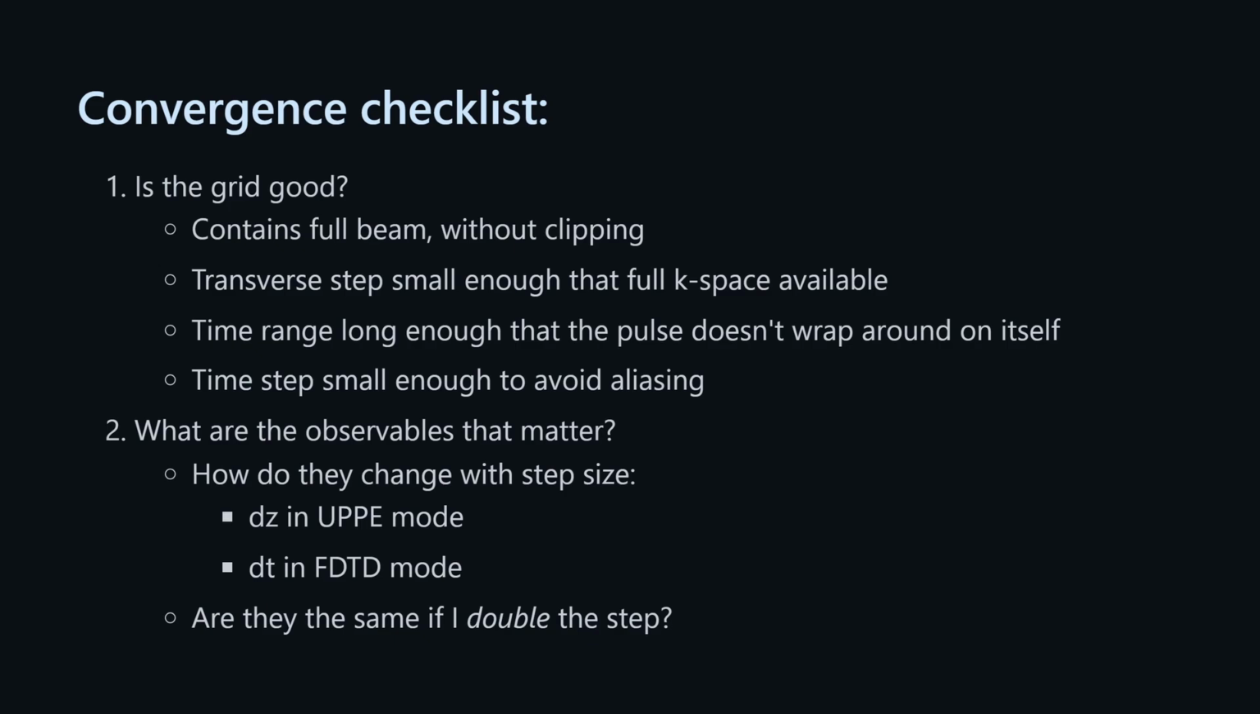Then you should look at what the observables that matter are, and identify how they change with step size, and preferably that they don't change with step size. The step size that's relevant in the unidirectional pulse propagation mode is dz, space in the propagation direction, and in FDTD mode, it will be dt, the time step. And are they the same if you double the step, so you know that you're solidly in the converged range?